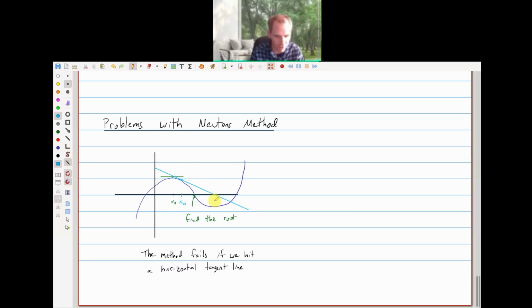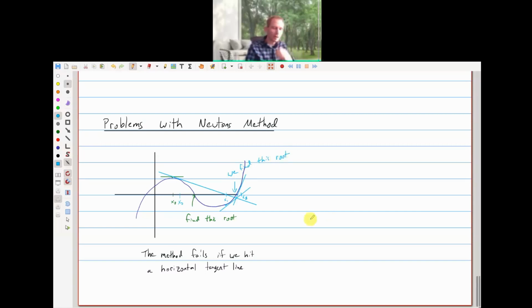Oh, I'm actually coming close to a horizontal tangent line again. Let me back that up. Let's actually go a little bit closer. Let's suppose I hit like this point. Then my next guess is going to be here, and then my next guess is going to be here. And we end up finding the wrong root.